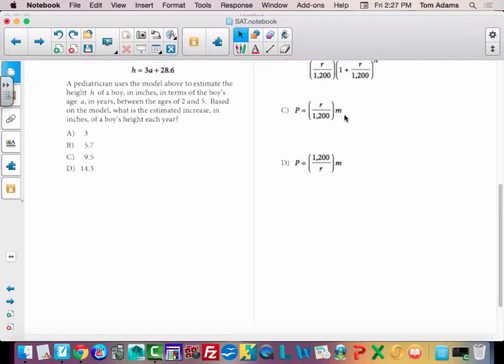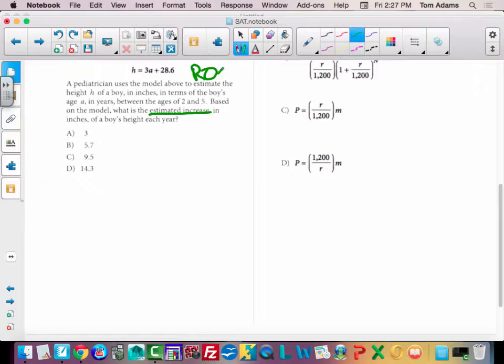First and foremost, I do want to address this. When we talk about the estimated increase, we're really talking about the rate of change. And we know that the rate of change is really just the slope in a linear equation. So the answer is 3. We know that off the bat. But you might not have an equation that's a linear equation.